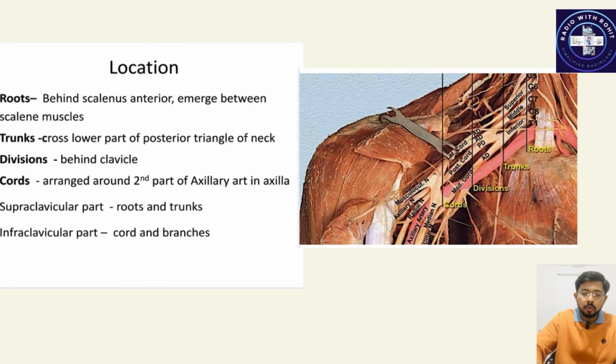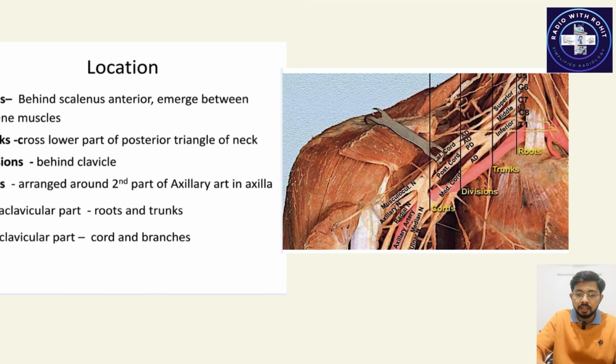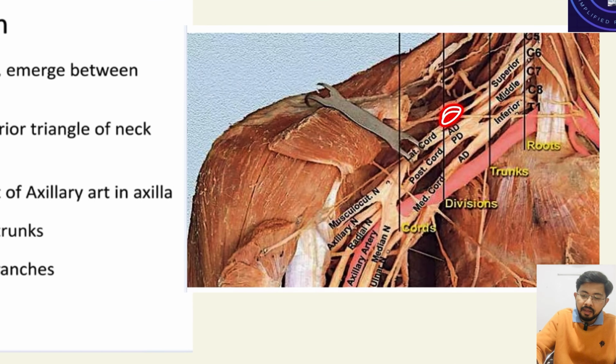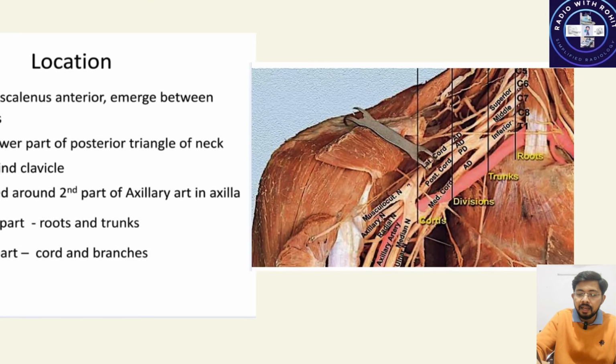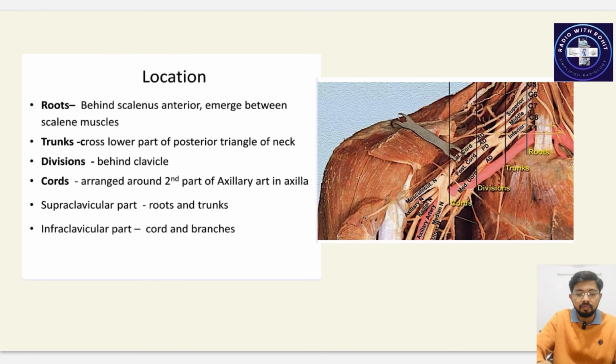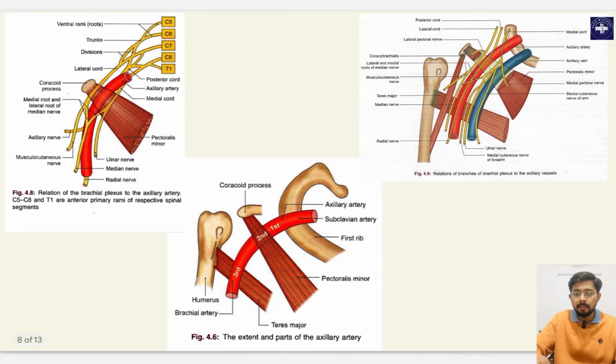Trunks will cross over the lower part of the posterior triangle. So the superior, middle and inferior trunks will cross the posterior triangle, and the anterior and posterior divisions will be lying behind the clavicle. Above this part is the supraclavicular, while below this part is the infraclavicular. So the supraclavicular parts are the roots and the trunks, while the infraclavicular parts are the cords and the branches.